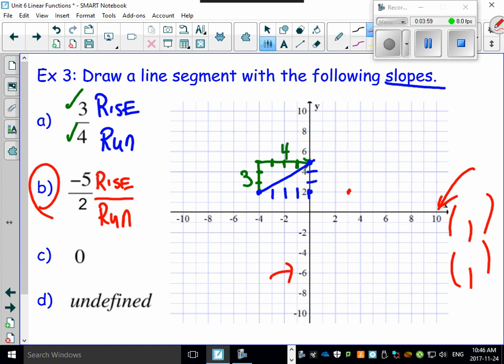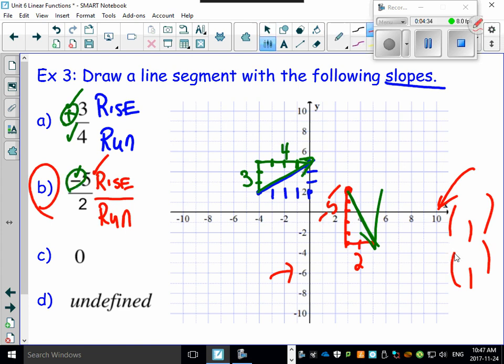In this case, I'm rising -5. So I'm going from this point down. 1, 2, 3, 4, 5. That's where I'm at. So I started here. I went down 5. Now I'm running 2. 1, 2. I'm ending here because that's 2. Look at my line segment. From here to here. There's my slope. And you can see that this, in fact, is going upwards. This, in fact, is going downwards. So the signs of positive and negative come into play.